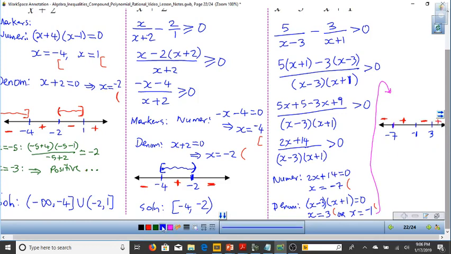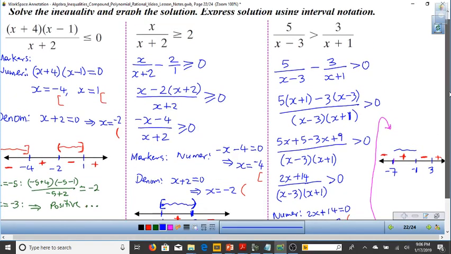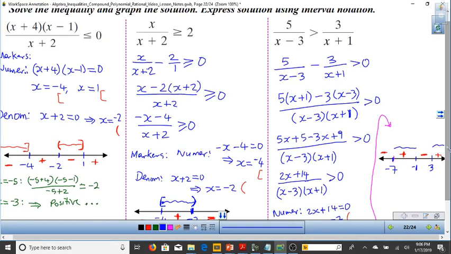So then, according to this, we're going to use the numbers that are in the positive region. So we're going to use between that and to the right of 3. And all of them have parentheses. So my solution here is negative 7 to negative 1, along with 3 to infinity. And I'm going to leave you to check those.